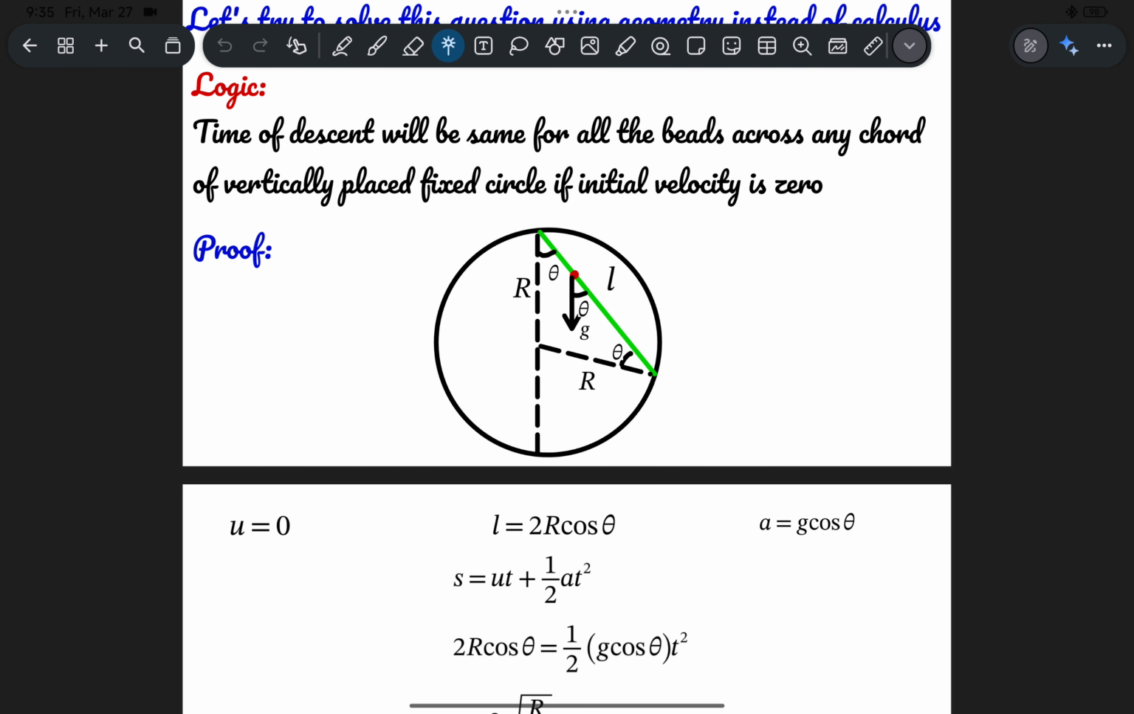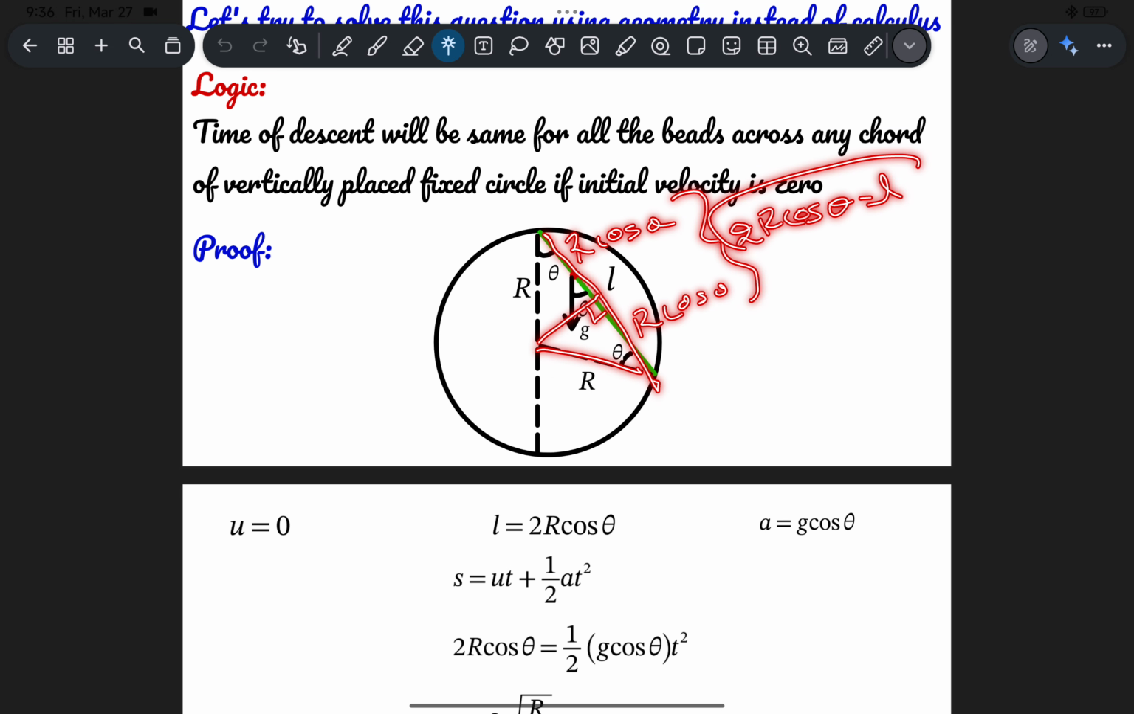I can also tell that this particular length L is 2r cos theta. If you observe, this is a right angle triangle. If this is r cos theta, this one is also r cos theta. So the total length turns out to be 2r cos theta, which is equal to L. So this is the displacement of the bead, and the acceleration we got is g cos theta.